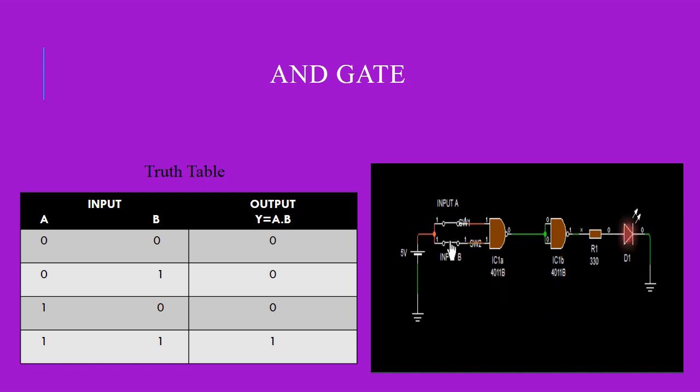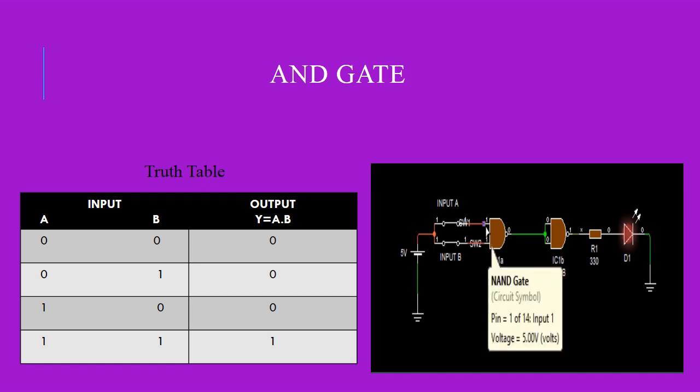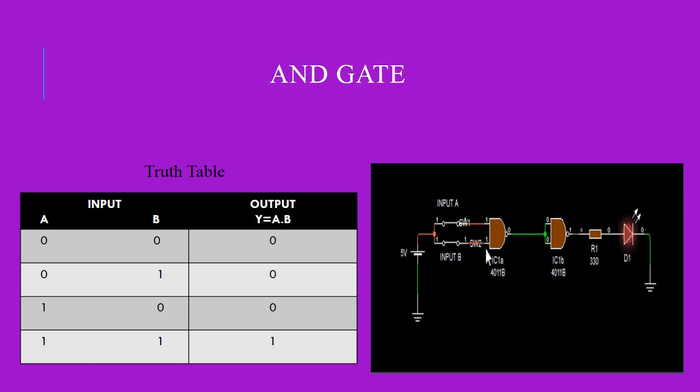Last condition, when A is 1 and B is 1, that means switch 1 is also closed, switch 2 is also closed. This terminal is one input, so this is also one input. So here we get 1 dot 1, which is 1, and its inversion gives output 0. Here we get 0. This 0 is here, and from here we get one output, and this one output shows that the LED will be in on condition. So here we saw that the LED is in on condition.